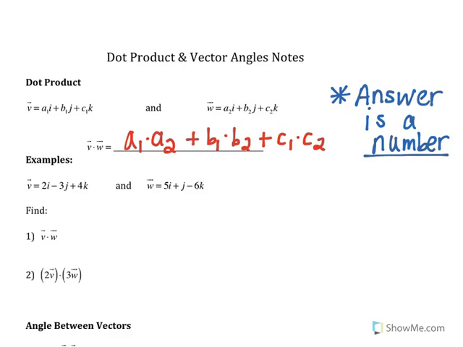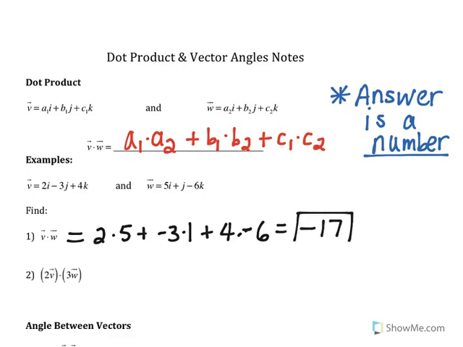We're going to do two quick examples before we look at one of the applications of it. So if we're doing v dot w, we're just doing 2 times 5 plus negative 3 times 1 plus 4 times negative 6. The only thing to be careful of here is if you have one of the letters or variables missing, to make sure that you multiply the like ones together. And then you just combine it, you're going to get an answer of negative 17.